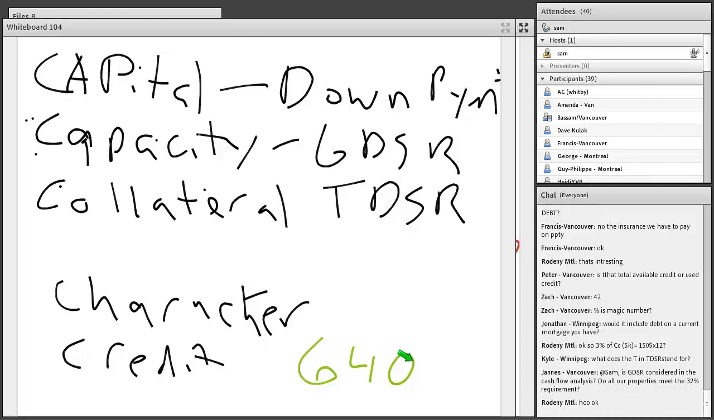Throw these numbers down in a spreadsheet. Figure out what your GDSR and TDSR are. There are calculators. You can Google GDSR and TDSR calculator, and you'll find Excel spreadsheets that figure it out for you. You just input the numbers, and it'll spit out a number for you, and it'll tell you if you're 32% and under and 42% and under. Just so you're not wasting your time when you get to the bank, right?